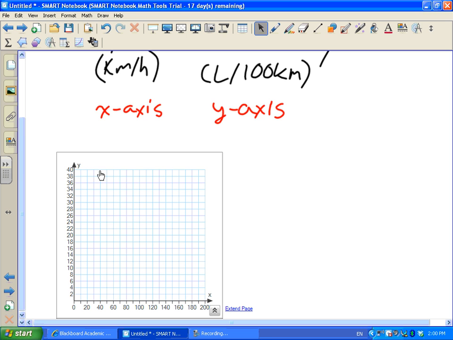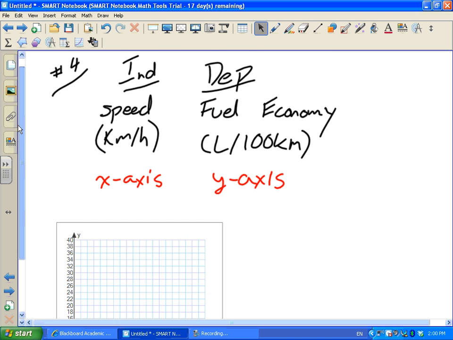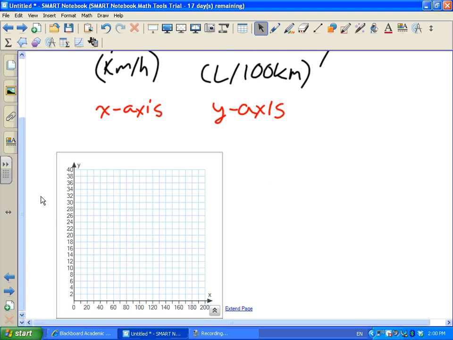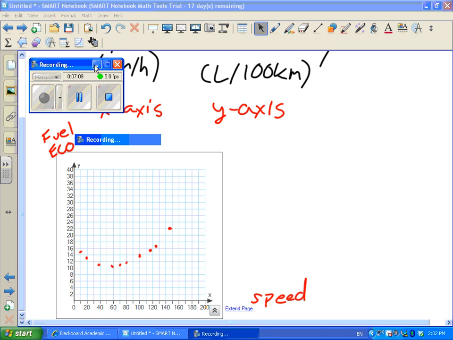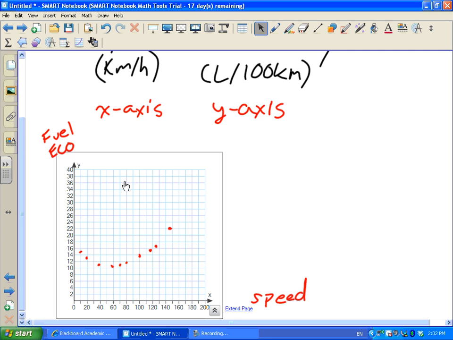Okay, so after we've made our graph here, and we know our independent and dependent variables, we have speed and fuel economy, we're going to label them. So we have our speed on our x-axis, and fuel economy on our y-axis. We're going to need to plot the data because they're asking us to make a scatter graph. So question 4a asks us to create a scatter plot. We put all of our points down on the graph.